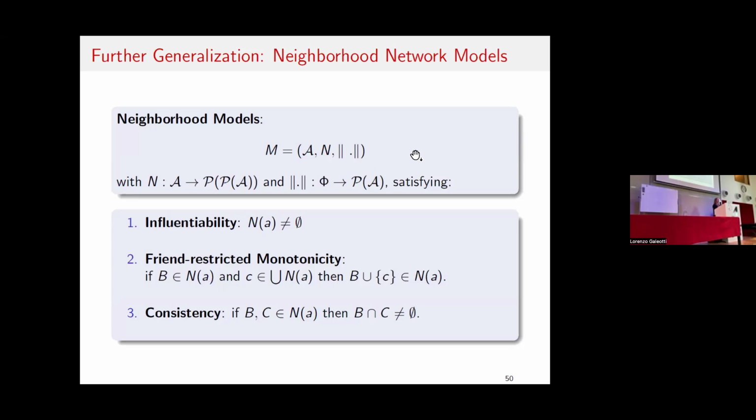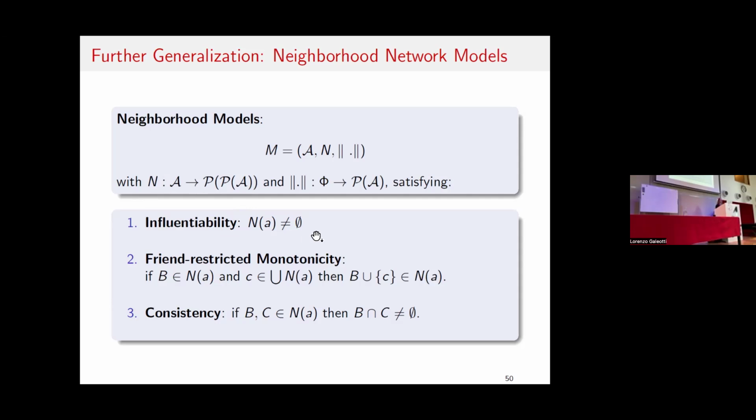So how do the neighborhood models look? I've now replaced the friendship relation with a neighborhood function. So I have the set of agents, I have this neighborhood function, and I have a typical valuation that tells me which agents have which features in the model. What are the conditions that I put on the neighborhood function? Remember, the neighborhood function tells me who the influential circles are that an agent has. So which influential networks is she part of? And influentiality here means influential enough for her to adopt new behavior.